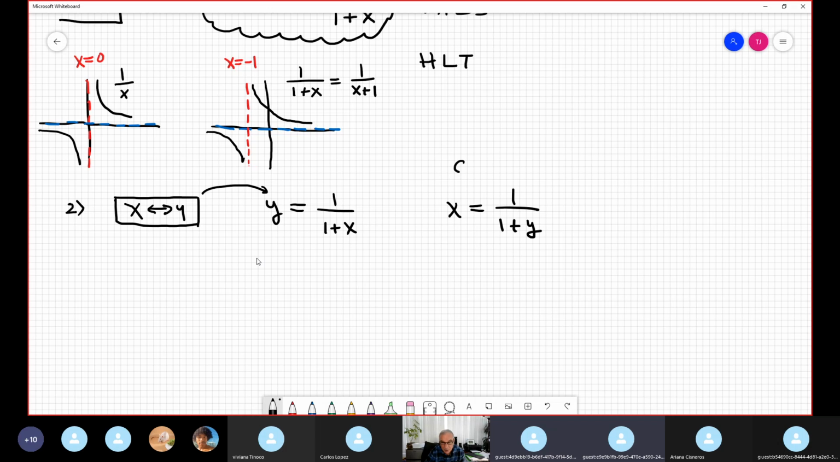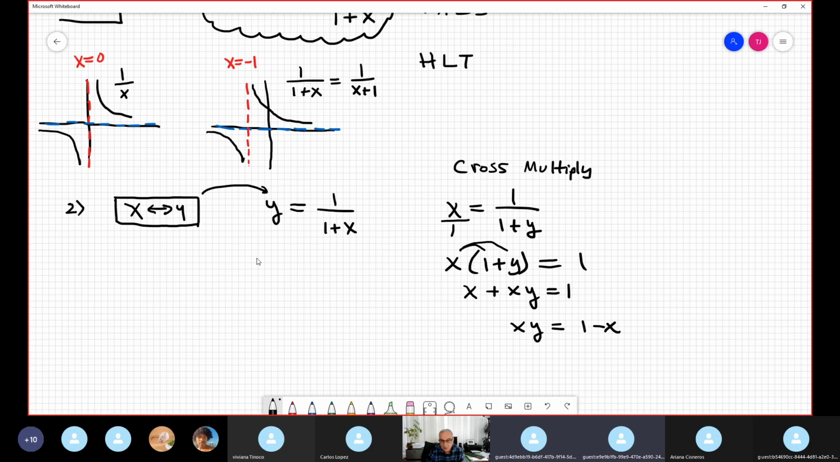I propose cross multiply. X times this is equal to 1, no? Because in the denominator here we have nothing, the number here is 1. 1 times 1 is 1, no? Now distribute. X times 1 is x, so xy equal 1. Therefore, my goal is y, so xy is equal to 1 minus x. Finally, divide by x on both sides.